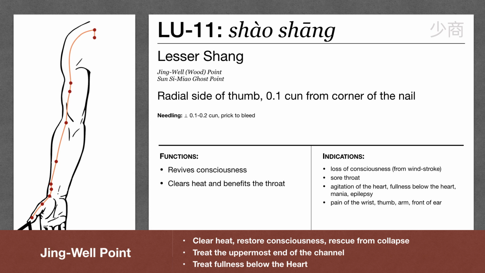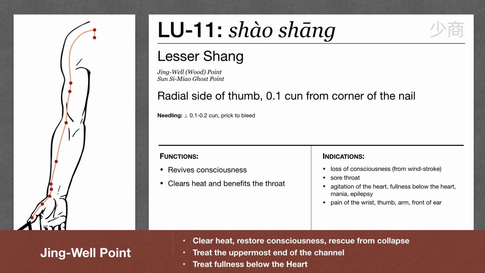Lung 11 is the Jing well point. The well points are superficial and have a quick effect, so this point is able to restore consciousness. Well points clear heat and treat the opposite end of the channel, so lung 11 can treat acute disorders of the throat due to severe heat or fire toxicity. This point you would usually prick to bleed, so I would only use it for severe throat problems. For anything else, I would probably prefer to go to lung 10 to benefit the throat.